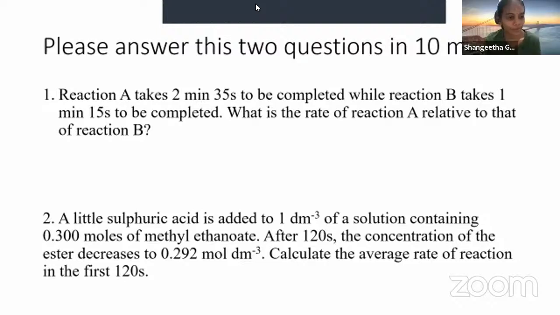So just a little tip for question number 1. In order to answer this question, you must remember that your rate is inversely proportionate to 1 over rate.